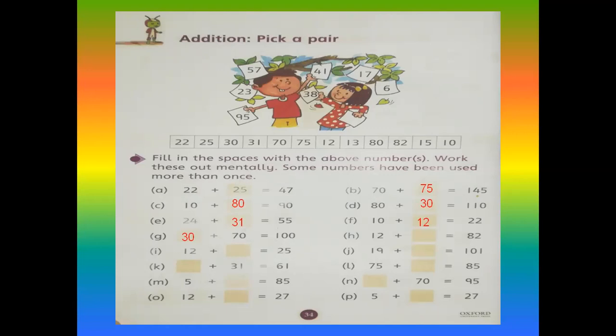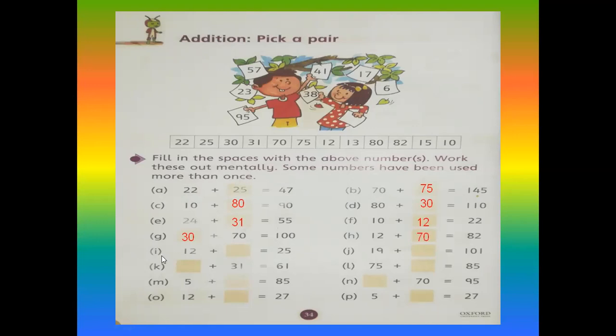The second thing, also check the digits. First, you check the first digit of the answer and also compare the first digits of both numbers. So what will come here? 70.